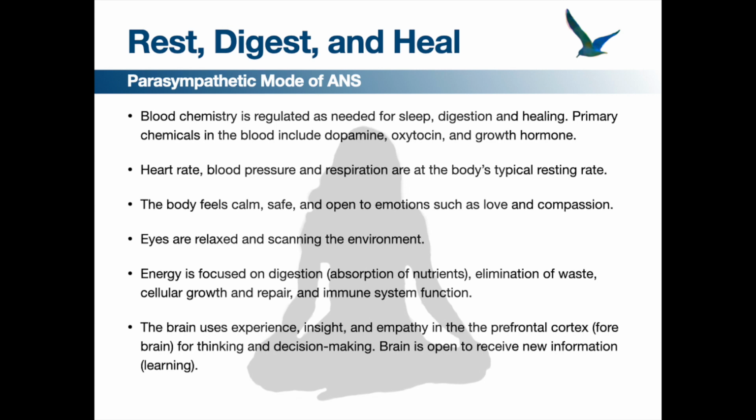And what's going on with our brain? Well, we're using our prefrontal cortex, our forebrain, for thinking and decision making. We're in executive mode, and our brain is open to receive new information and learning. As you look at this list, imagine how it would feel if all of these activities stopped functioning optimally, because that's what happens when our brain perceives a threat to our safety.